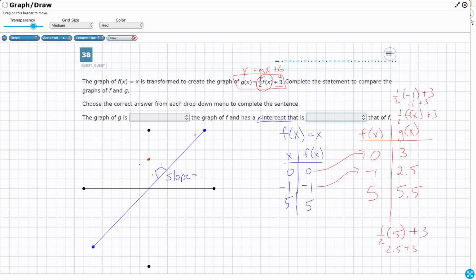Now this one, since we're going in between these lines, we can't really use the connect line feature, but I can draw something like this, and we can compare. Now, let's visually see. The graph of g is less steep or steeper, right? Well, we're taking half of our f of x, so our slope is definitely going to be less steep, because your slope is going to end up being that 1/2, because that's what we're multiplying it by. Then we end up with our y-intercept. Well, it's going to be higher because we have that plus 3, so it's going to be greater, right?